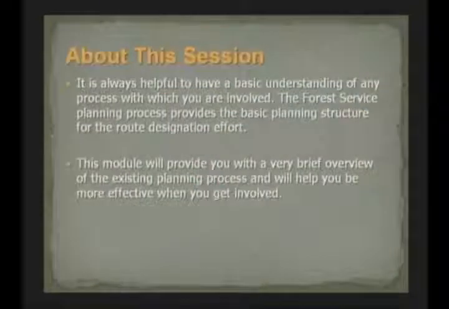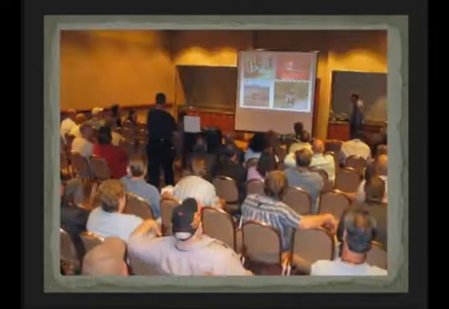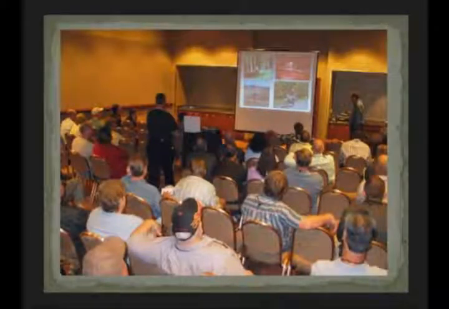It's always helpful to have a basic understanding of any process in which you're going to be involved. The Forest Service Planning Process provides the basic planning structure for the route designation effort. This module will provide you with a very brief overview of the existing planning process and will help you be more effective when you get involved. This is a summary of a class that normally takes 40 hours to complete.